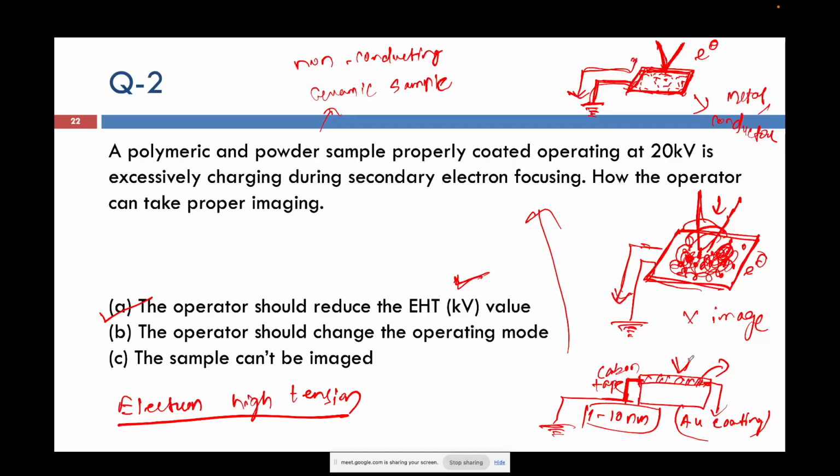Okay, and you cannot change the operating mode. Why? Because this is taken in, let's say, secondary electron mode. So you cannot go to BSE suddenly, because BSE generally operates at a little bit higher operating voltage. If there is no phase contrast difference, then there is no point in going to BSE. And if the sample can't be imaged, that should be the last option, if you are having some biological sample or anything. But if you have to image the sample, then you have to tell the operator that he or she should reduce the EHT value. Okay.